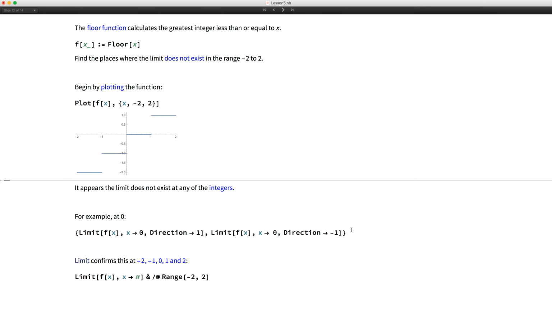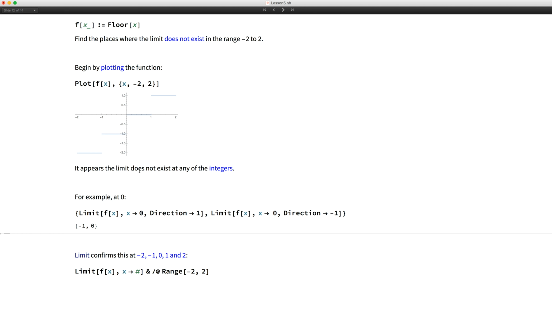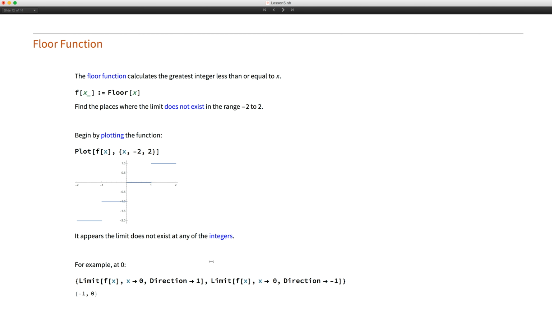So for example, at 0, the left-hand limit is -1, and the right-hand limit is 0, so the limit does not exist. And in fact, you can confirm that at every integer between -2 and 2, no limit exists. So all the limits are indeterminate. So the floor function is an example of a function which has no limit at an infinite number of points.